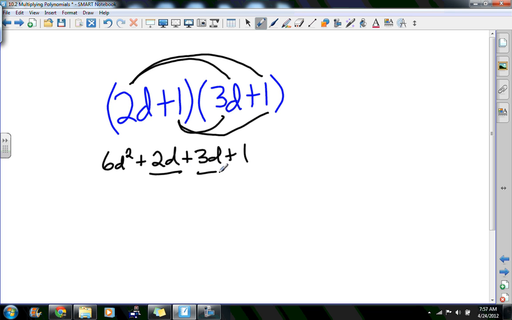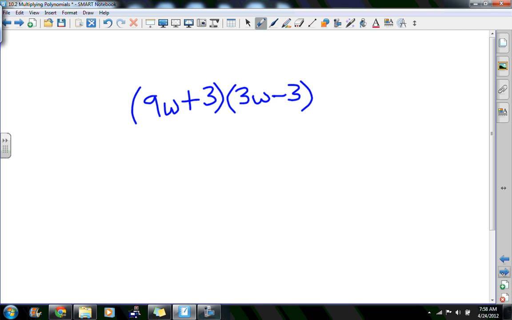Now we can combine the inner terms. We get 6d squared plus 5d, because we're adding, plus 1. And that's as far as we can go. We can't solve, we're just simplifying. Okay, now we got some negatives involved, so let's try this one.